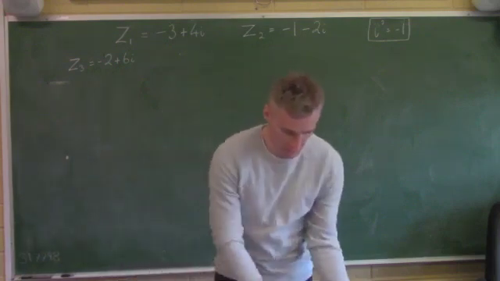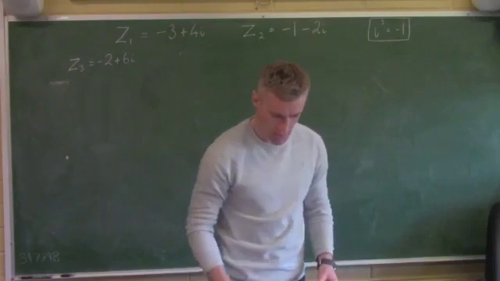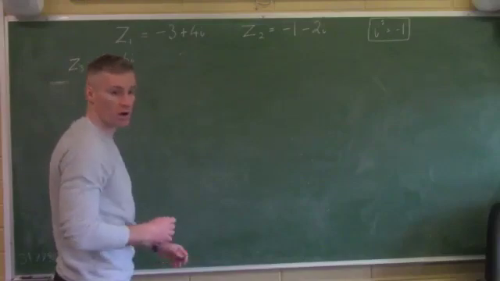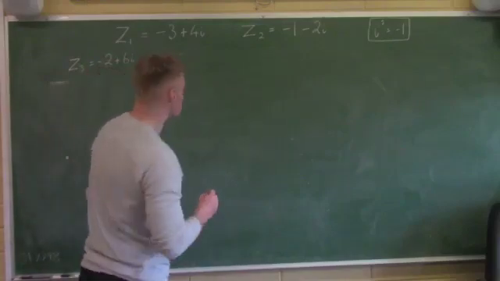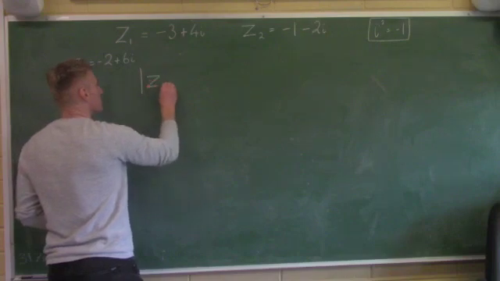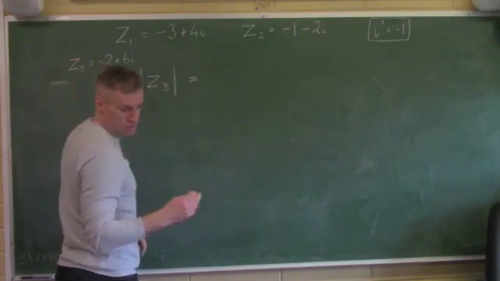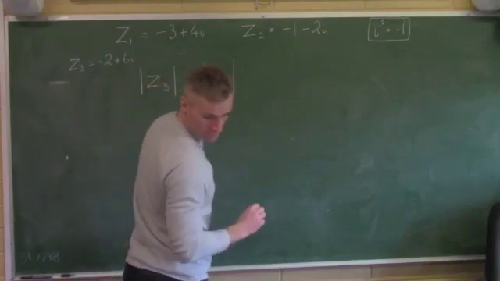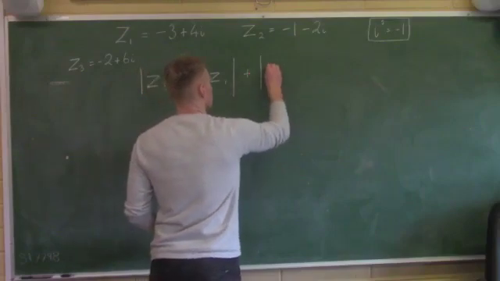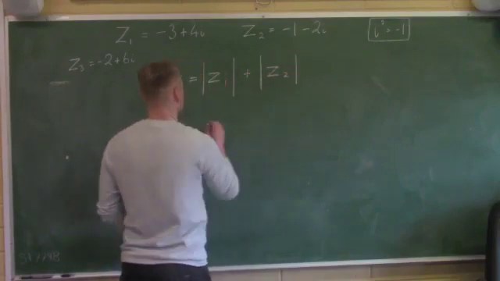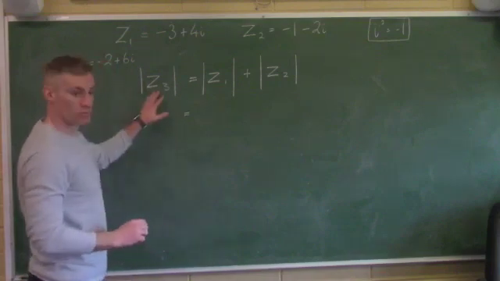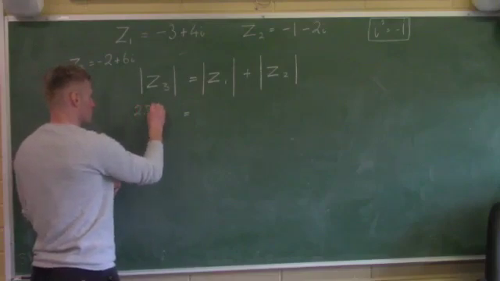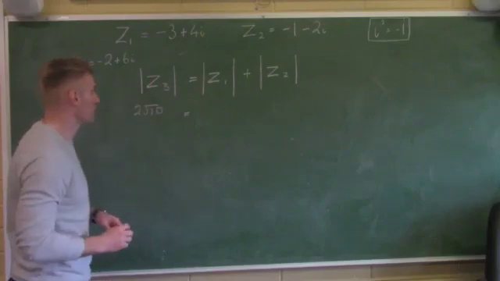Okay, so the next part of the sum that we're going to do is investigate. Again, it's just another recap of working out my modulus. Investigate if the modulus of Z3 is equal to the modulus of Z1 plus the modulus of Z2. Well, we know the modulus of Z3 from the last part, it is 2 root 10. So we'll just hold on to that for a minute.